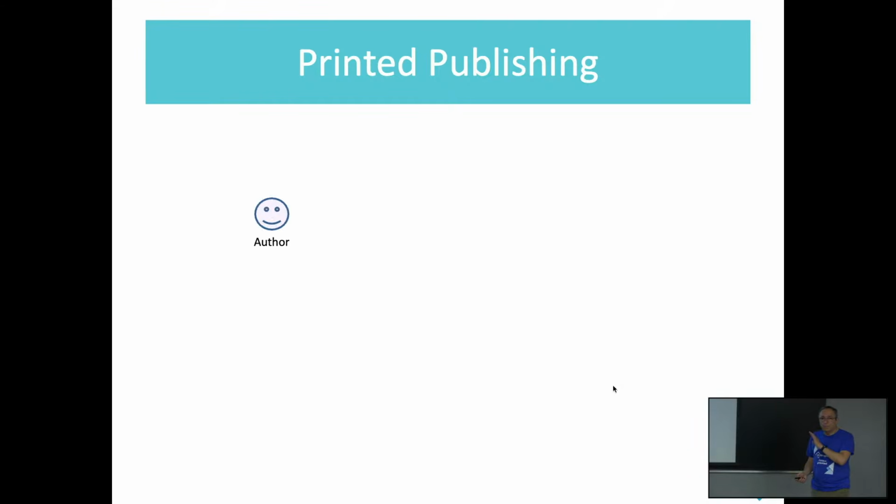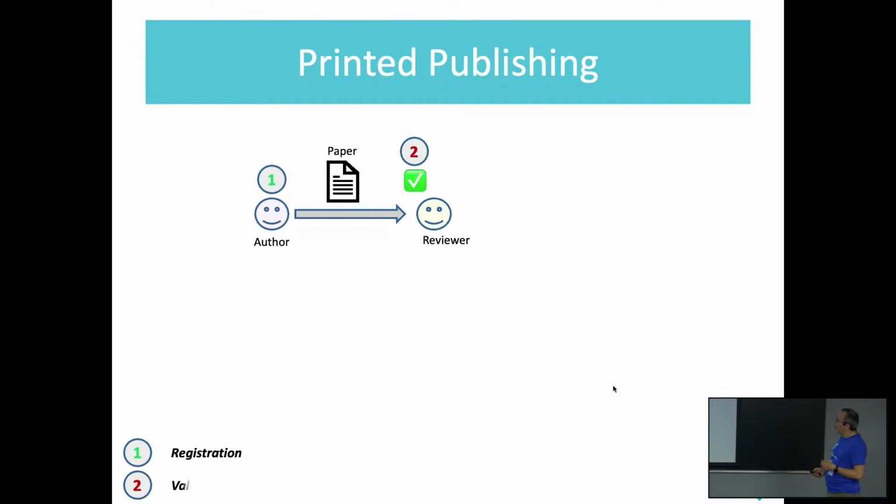This is the publishing as we knew it until recently, where you had to print the publication. You have an author, and then the author writes a paper, the name is there, so you register. This is stage number 1. Then you send it for review. Eventually, the reviewer hopefully says yes.